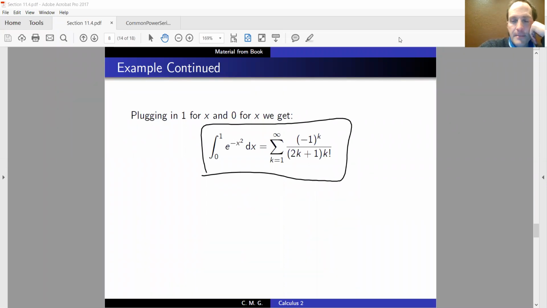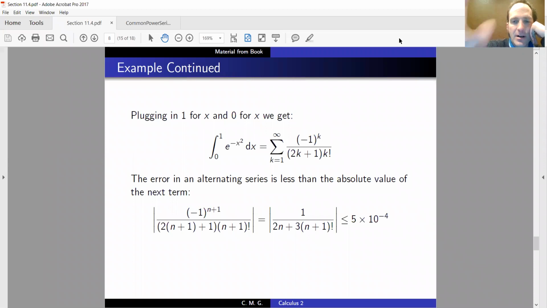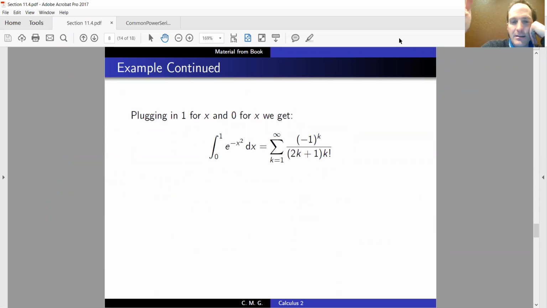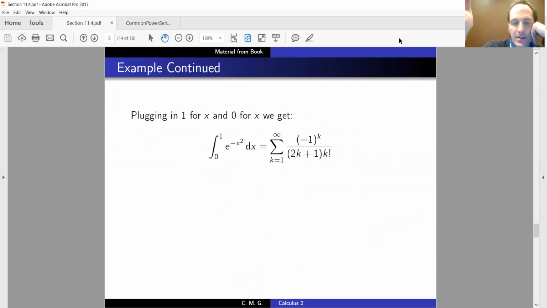All right. And so now what? Now I just have to look at this thing and say, I want to know where it is going to be as close as 5 times 10 to the negative 4th to the actual value. So I need to think about the error here. Well, this is an alternating series, and in an alternating series, the error is the absolute value of the next term.